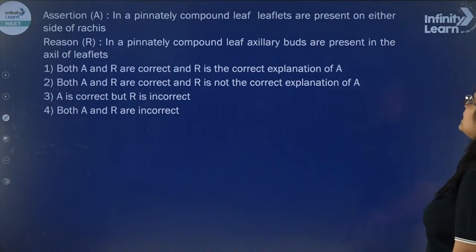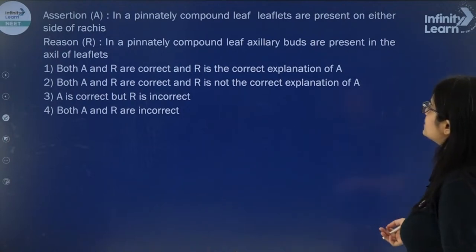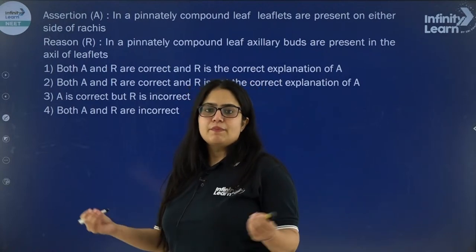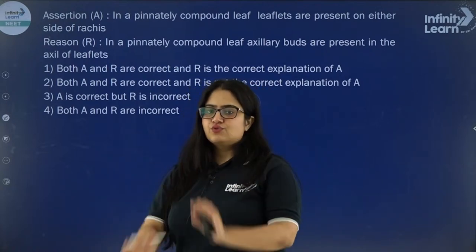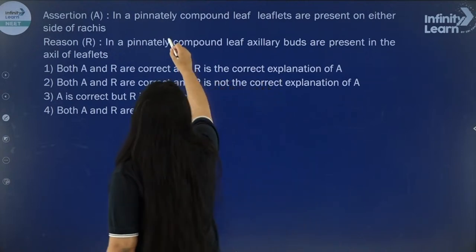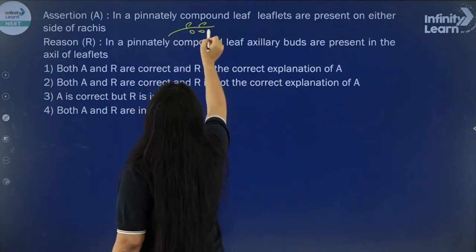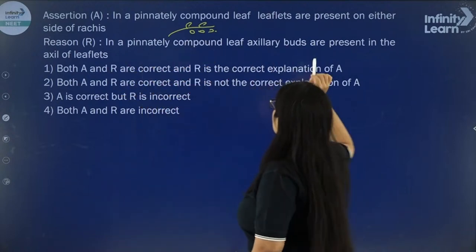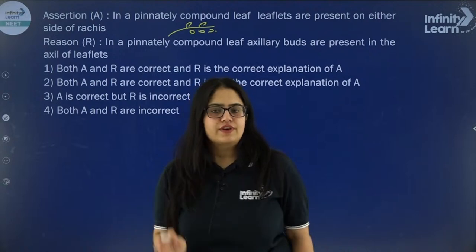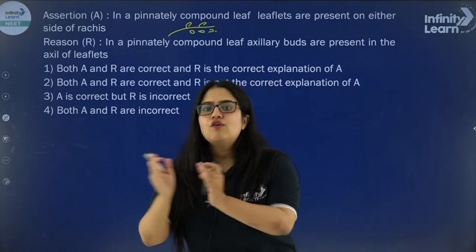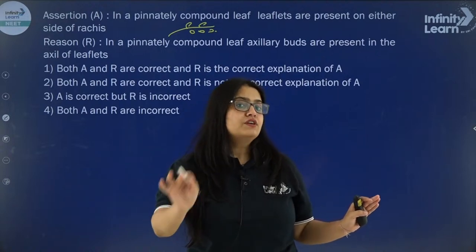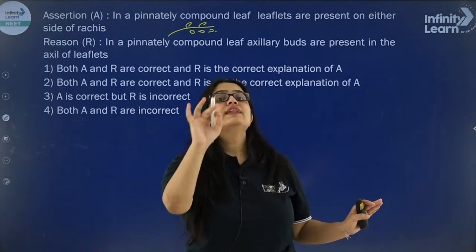In a pinnately compound leaf, leaflets are present on either side of the rachis. Yes, my dear students, in a compound leaf, the incision reaches the midrib. So, in pinnately compound leaves, there will be leaflets like this. In a pinnately compound leaf, axillary buds are present in the axil of the leaflet. This is very important: in the axil of leaflets, axillary buds are not found. So, axillary buds will not be present in the axil of leaflets.